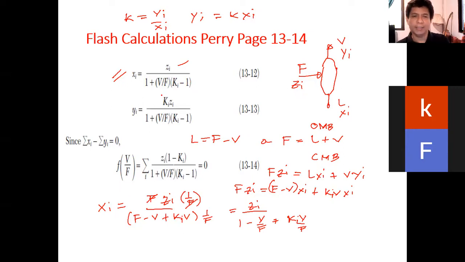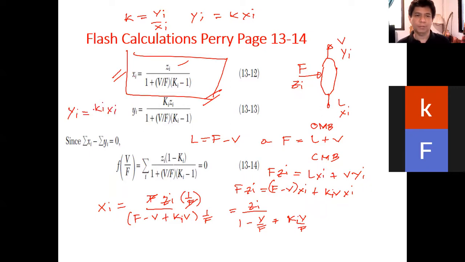So x sub I is equals to Z sub I over 1 plus B over F times K sub I minus 1. Sundan yung derivation. So try to derive y sub I. Actually yung derivation ng y sub I, ano lang naman yan? Kasi by definition, y sub I is equals to K sub I times x sub I. So, na-derive niyo na to, you just multiply the whole thing with K sub I, you will have y sub I. Ganun lang naman yan.